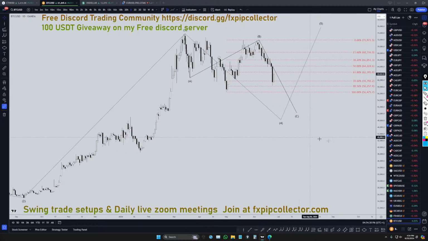So yeah, let's see. Let's switch back to here. Bitcoin is the same thing. I actually think Bitcoin's a little more clear. This is a wave A, and this is a regular flat wave B, and this is now a wave C most likely.